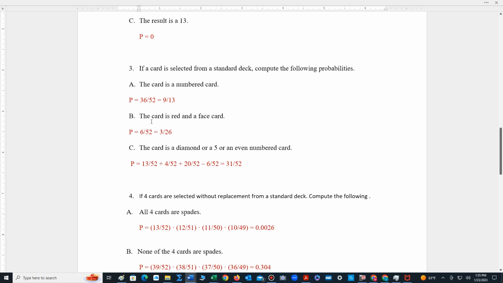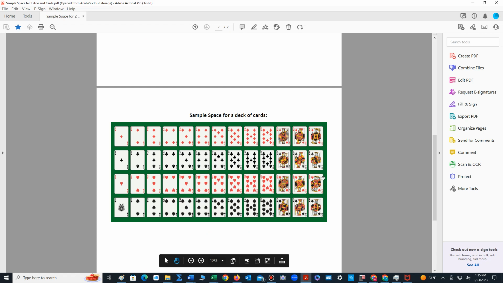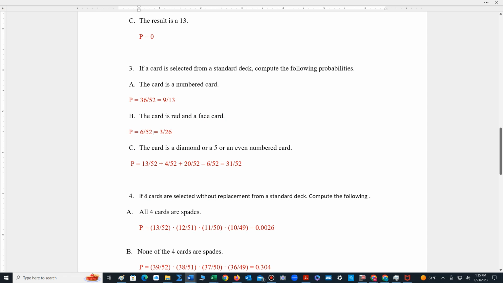For part B, it says the card is red and a face card. So it has to have both properties. All we're really looking for are the red face cards. So let's count the red face cards. Remember, the face cards are the jack, queens, and kings. So the red face cards, there's 3 here, plus another 3. That's 6. 6 out of 52 reduces to 3 out of 26.